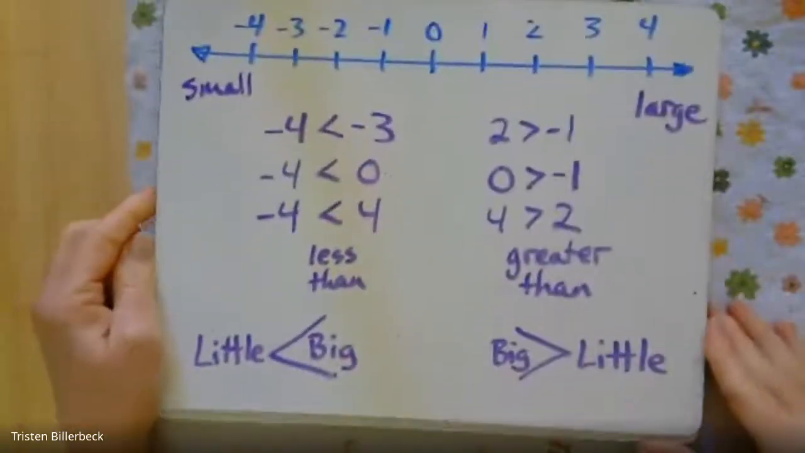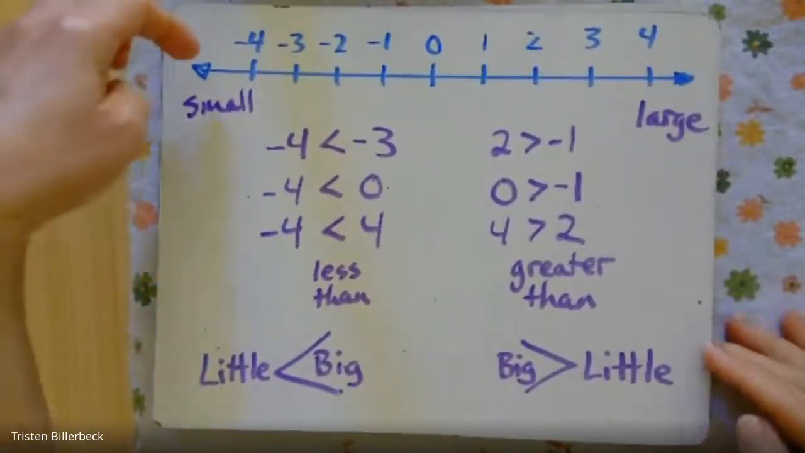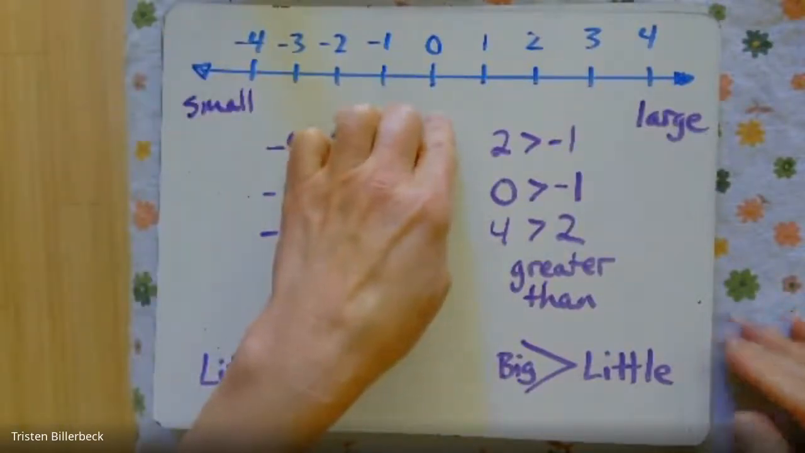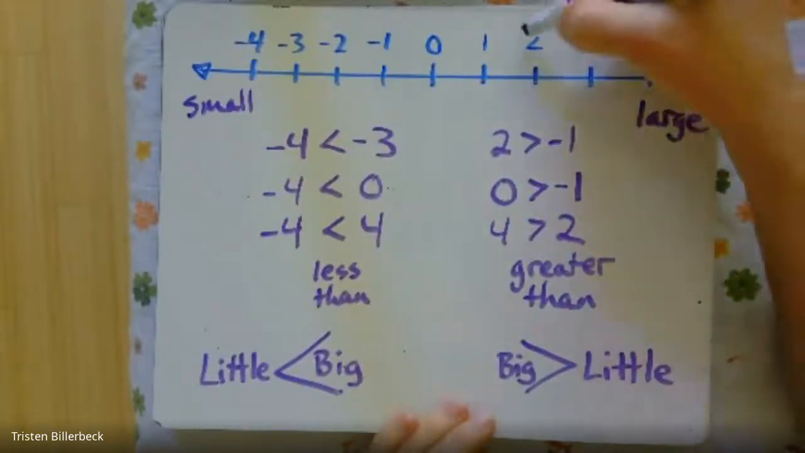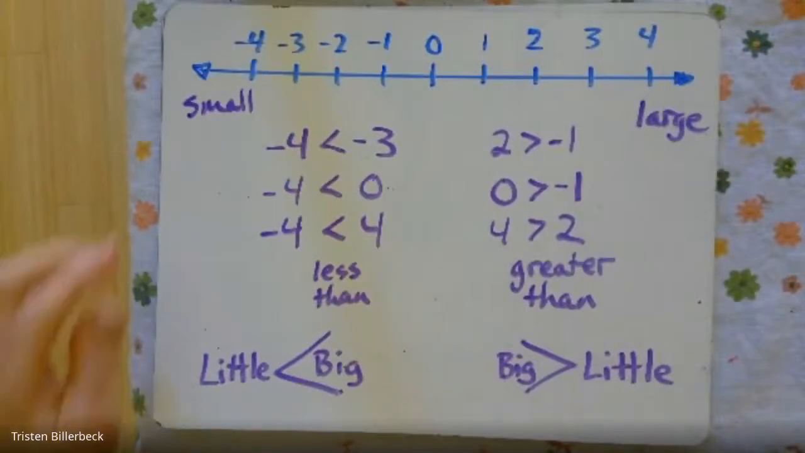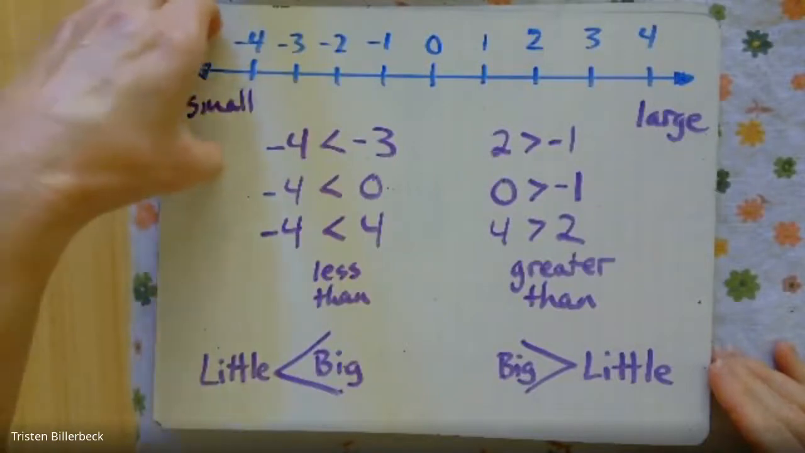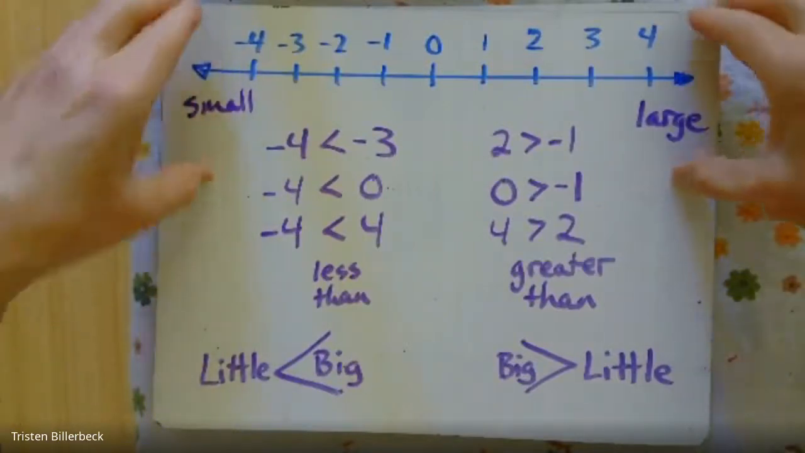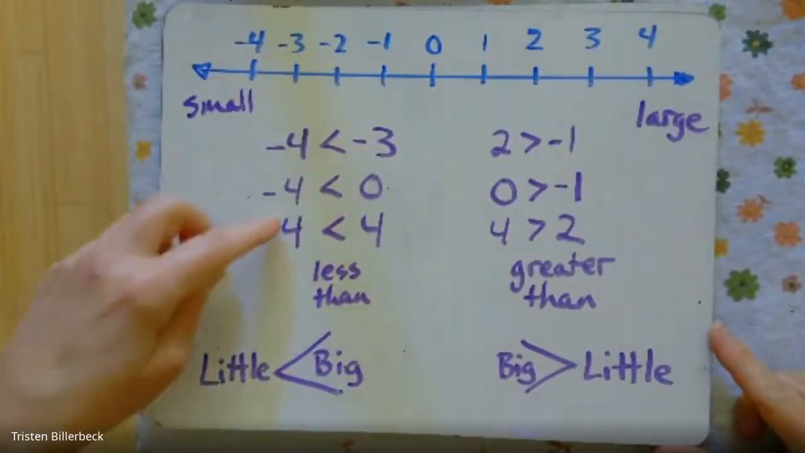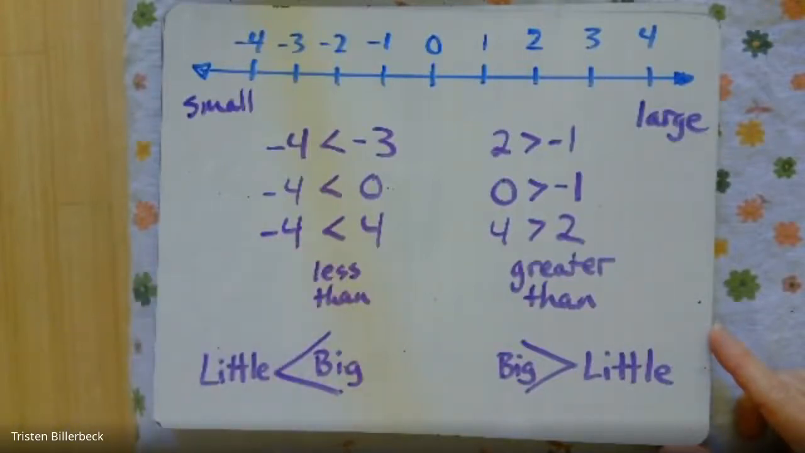All right, so when we look at a number line, it's easier to see the negative numbers. The negative numbers are on the left side. We have 0 typically in the middle, and then on the right side, we have the positive numbers. These are very small, and these are very large. So -4 would be less than -3, -4 would be less than 0, and -4 is less than 4.